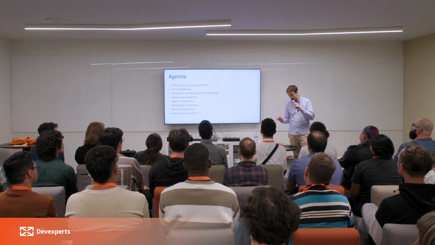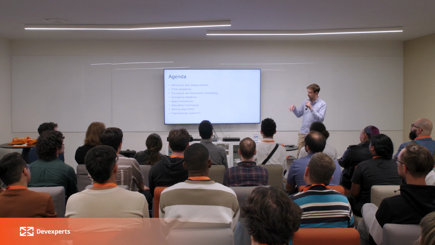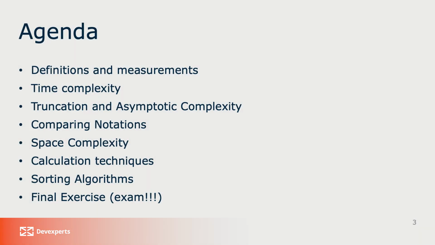So we have this somewhat of an index, this agenda. First, we'll talk about some definitions and measurements, so we are on the same page about that. Then we will talk about time complexity, and then some truncation and asymptotic complexity, other concepts. We will compare some notations and go to space complexity. We have some techniques of calculation, mainly for space complexity, and we end on sorting algorithms. In the end, we have a final exam, so be ready.